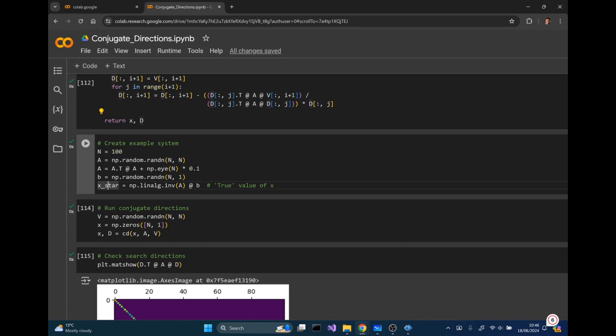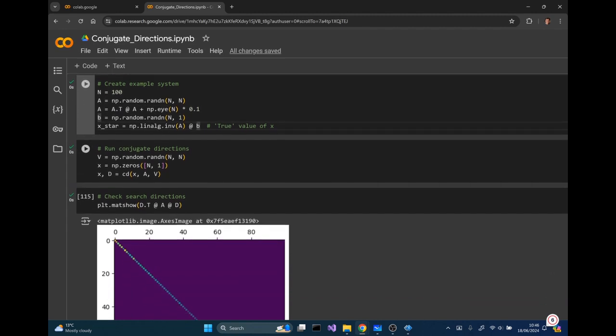So I'm going to say that x star is equal to, and here I've used NumPy's linear algebra module to compute the inverse of A multiplied by B. We'll treat that solution as the gold standard against which we can check our conjugate directions implementation.